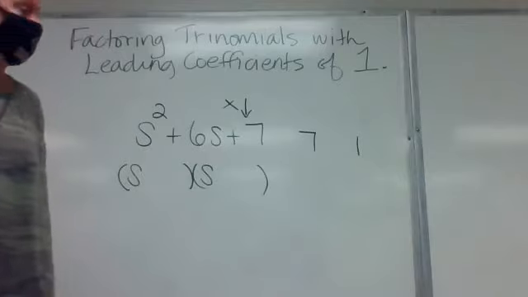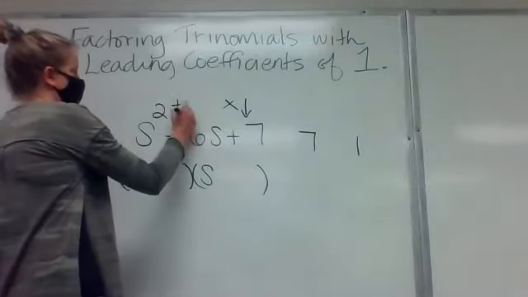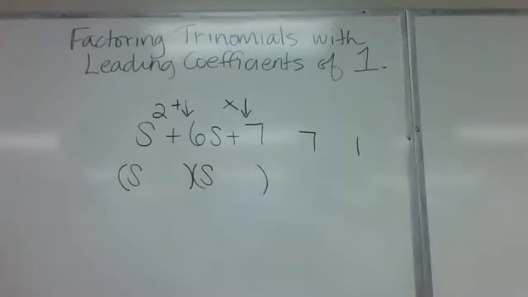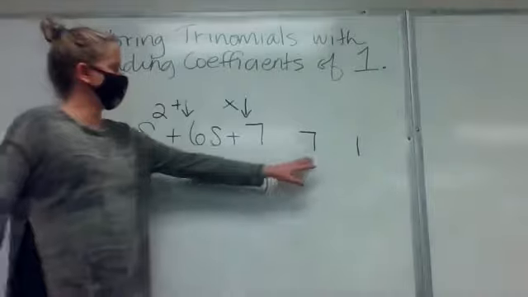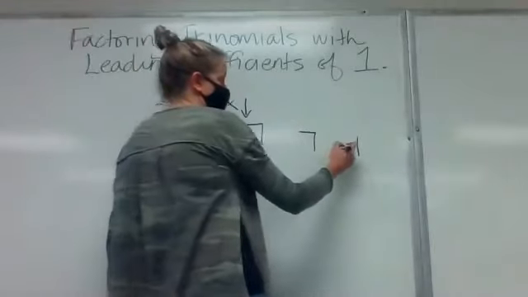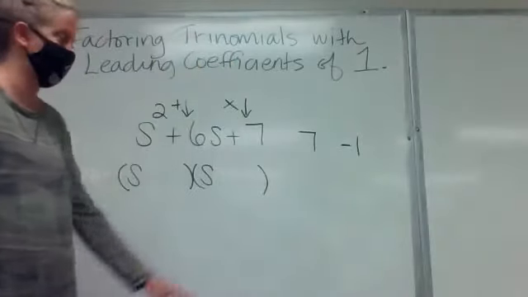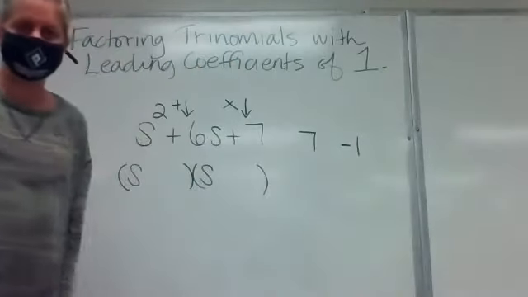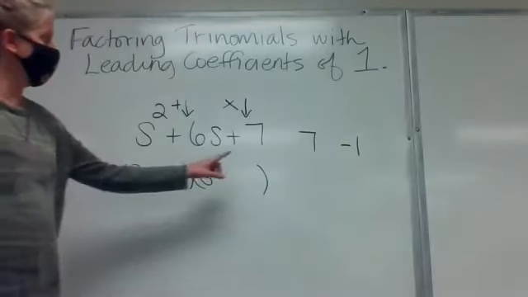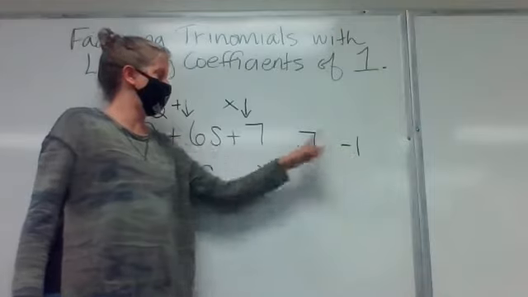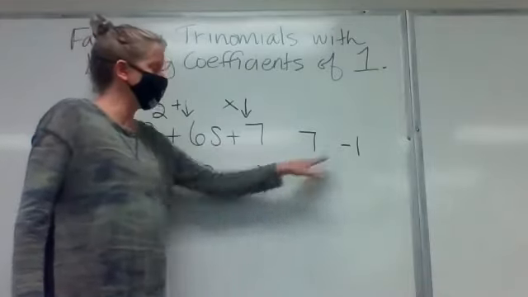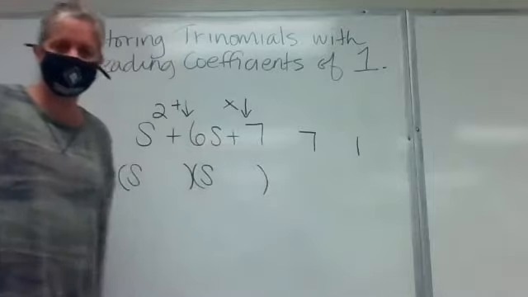So, what do the numbers also have to do? They have to add to 6. Here's where we're going to run into some trouble. How do you make 7 and 1 add to 6? Well, you would need a positive 7 and a negative 1, right? 7 minus 1 gives me 6. But what is 7 times negative 1? It's negative 7. I need the numbers to multiply to positive 7.